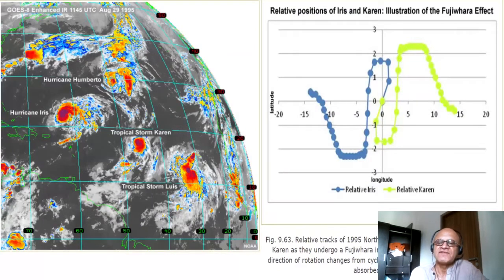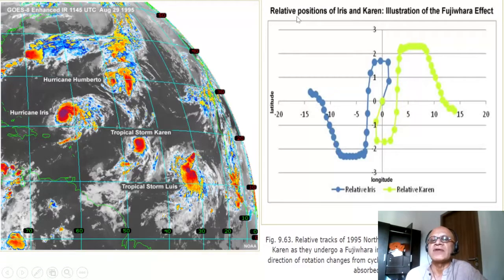The other thing that obviously affects the tracks is the so-called Fujiwara effect, or the Fujiwara dance as we called it. Here is an example of multiple storms that potentially can interact with each other depending on the distance between them, which we said is critical at about 1,000 to 1,300 kilometers, when they can feel each other's winds. So here is Tropical Storm Louis, Karen, Iris, Umberto, and so on. All of them, enhanced IR mapping at 11:45 UTC on August 29th, 1995.